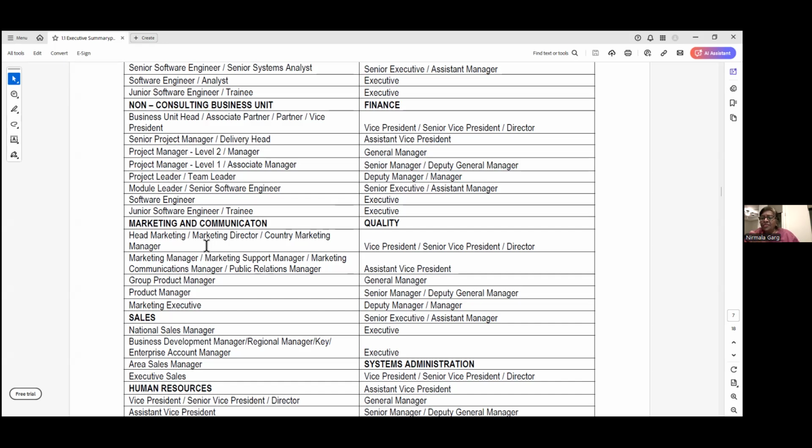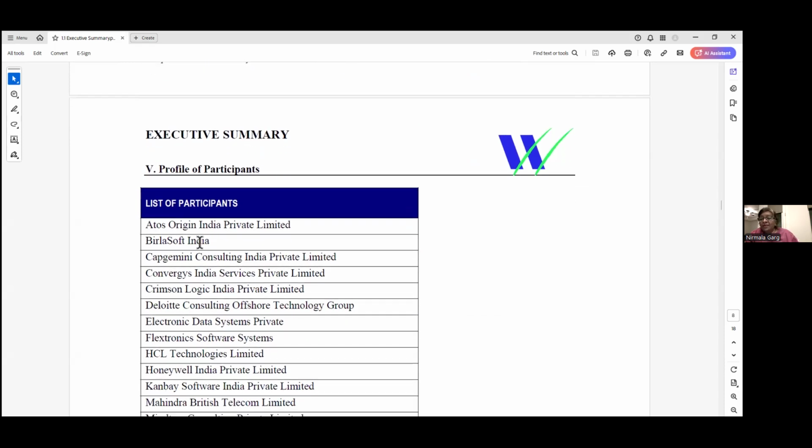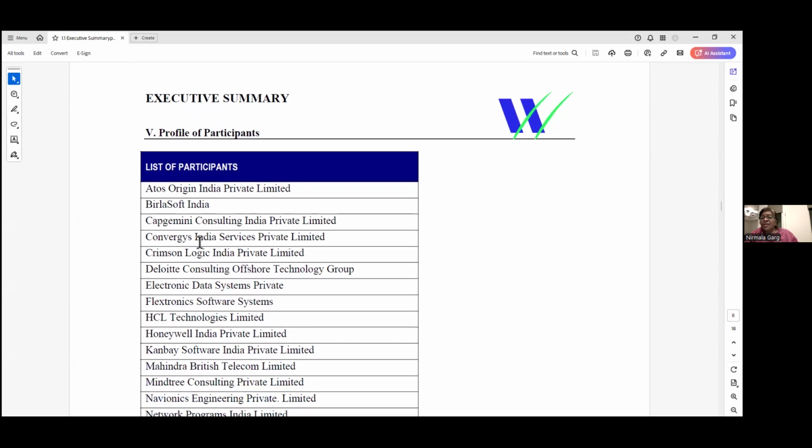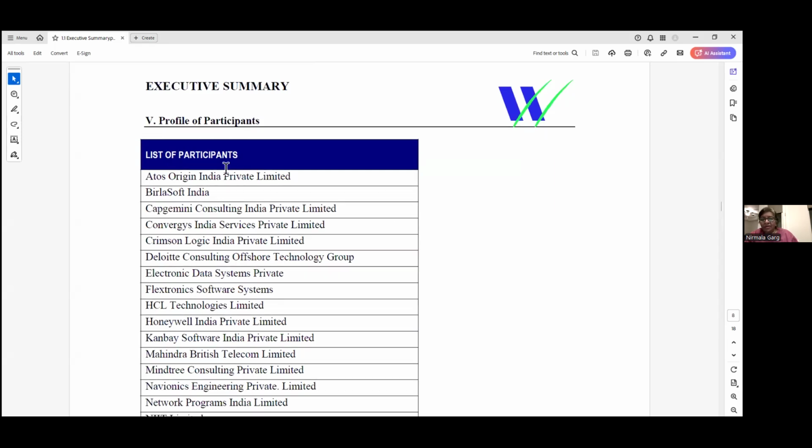When I say 80% match, what does it mean? That means your job description, roles and responsibilities, etc., should match with this job description at least 80%. A little bit there will be outliers, 20% is okay. Having said that, then look at who are the companies which have participated. Those 25 companies, are they of similar size, scale, nature, etc.?